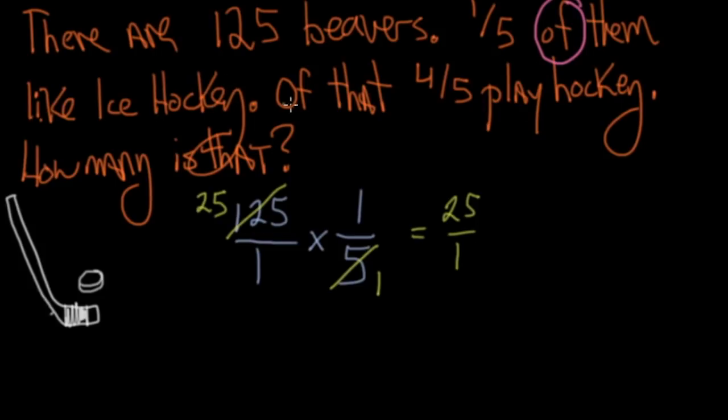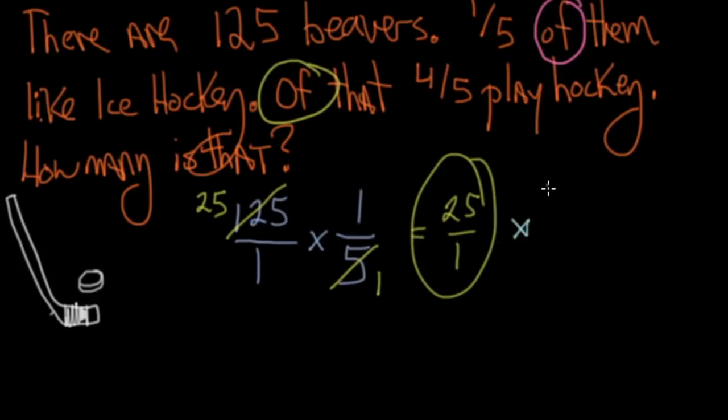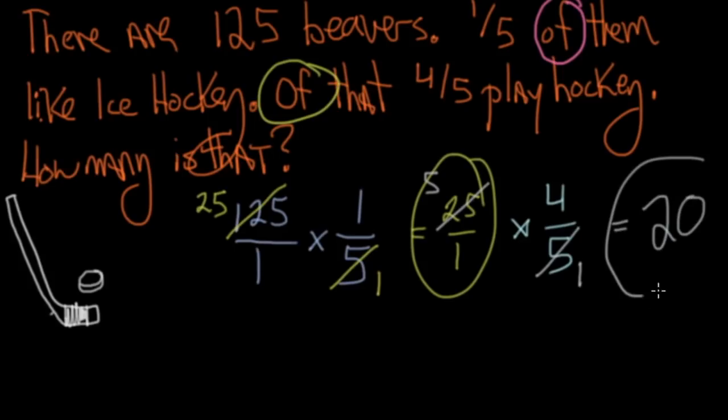Well, that's cool. It says of these 25, 4/5 play hockey. 4/5 of them. So there's that word "of" again. So we're going to multiply that 25 times 4/5. Again, we're going to cross reduce. 5 goes into 5 once, and 5 goes into 25 five times. So 5 times 4 is 20. So there are 20 beavers that play ice hockey that also really like ice hockey.